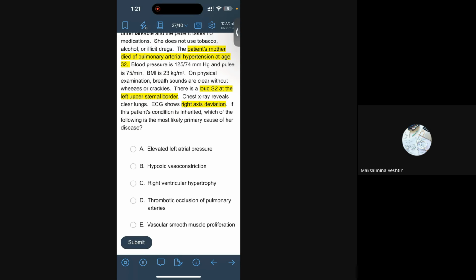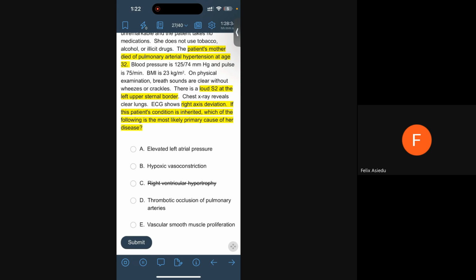Is it C, alpha 1 antitrypsin? No. But you told me that the patient has right ventricular hypertrophy, so why is the answer not C? The patient has right axis deviation, it's type 1. The examiner is asking for the primary cause. The right ventricular hypertrophy is the effect. It is not the cause here. It is the effect. That's why even though C is present here, it is not the cause. You have to see what he is specifically asking.